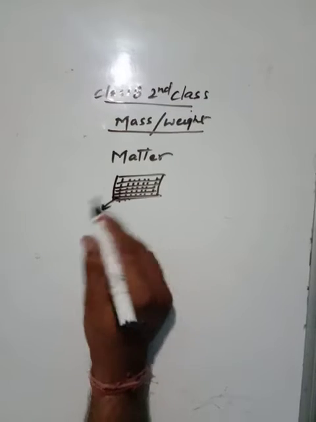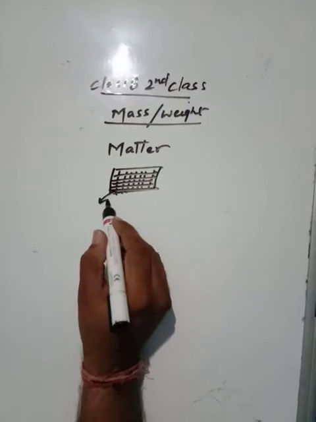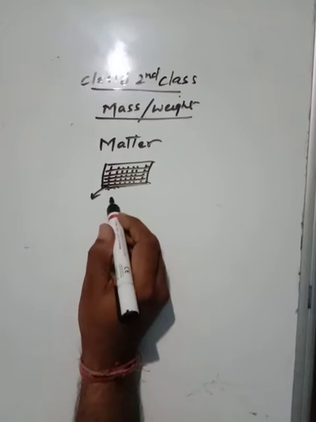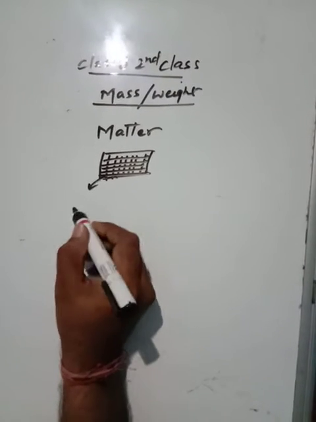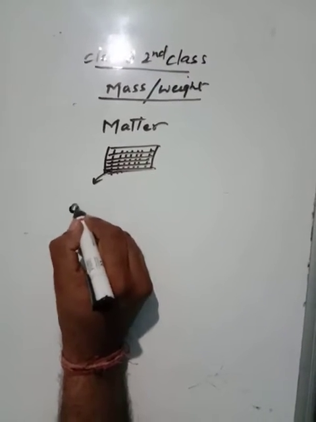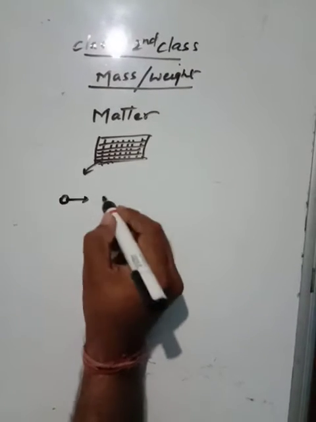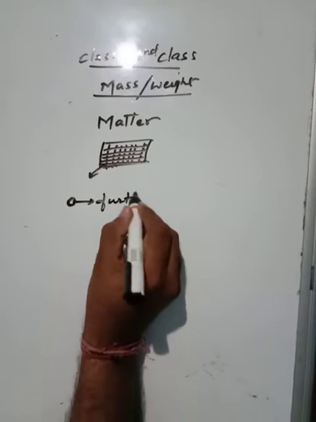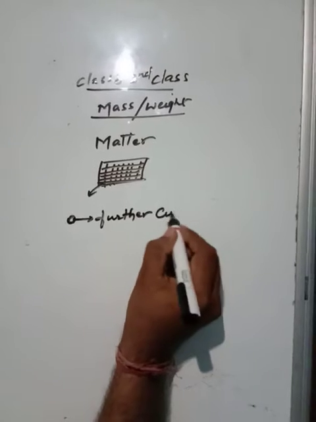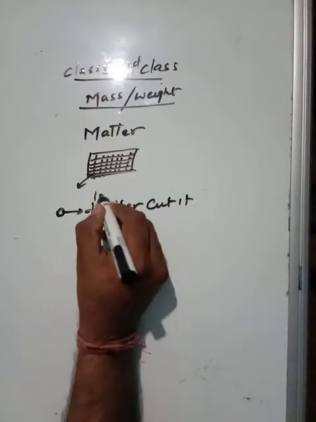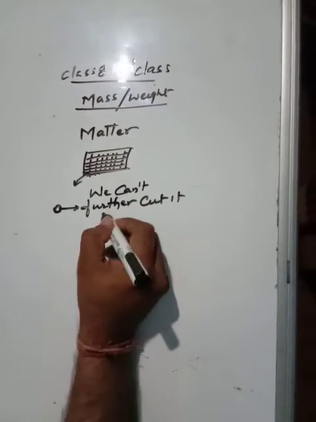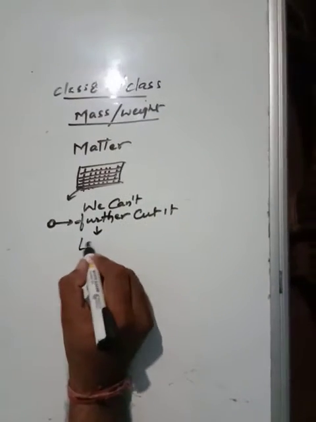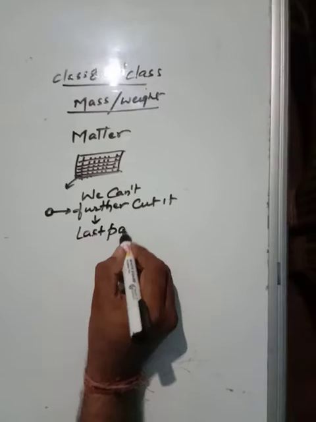We go on dividing, go on dividing. There might be a chance that after dividing so many times, we reach a point where we can't cut it further. We can't further cut it. Then we are able to say this is the last particle.